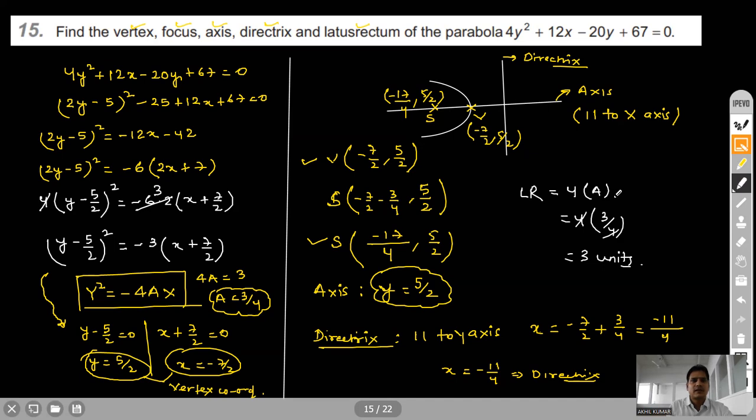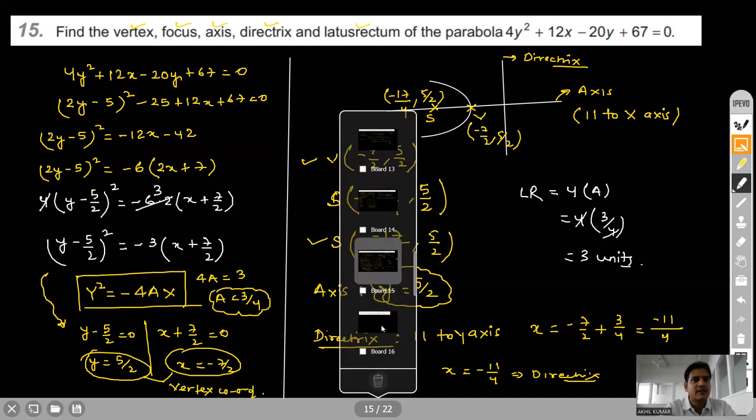Okay, so hope this is clear to all. So when one equation of parabola is given, and a question is asking about the different parameters of the parabola, like vertex, focus, axis, we have completed all these things. So we got this vertex, focus, axis, directrix, and latus rectum. So this was our question number 15. Let's see the next one.